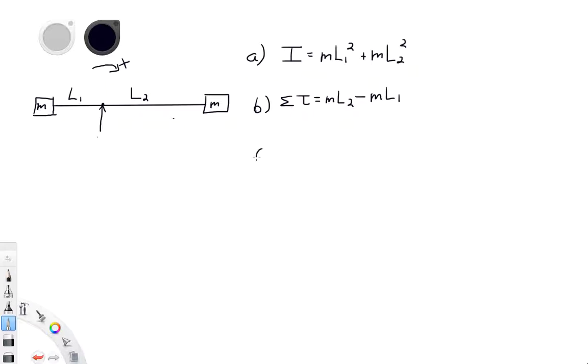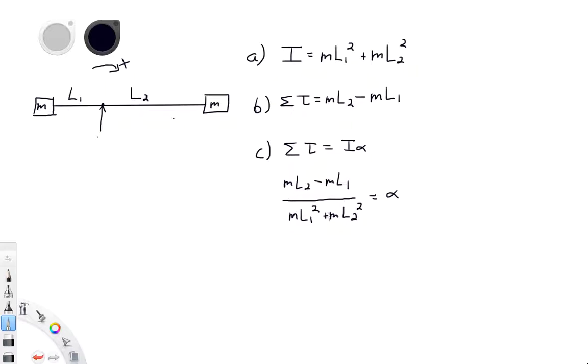Now the last part, they're just asking us for the angular acceleration. We know the equation we ought to use is Newton's second law for rotation, so net torque equals I alpha. And we just found the net torque. It was mL2 minus mL1. And if we want to find alpha, we're basically going to have to divide this net torque by what we just found for the rotational inertia, which was mL1 squared plus mL2 squared. And this all was equal to alpha.